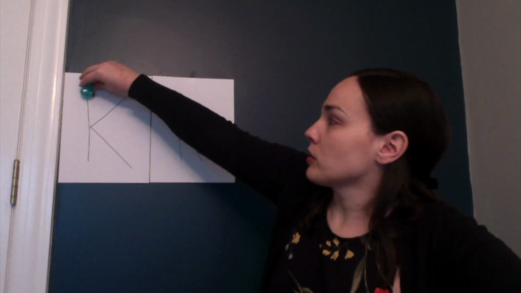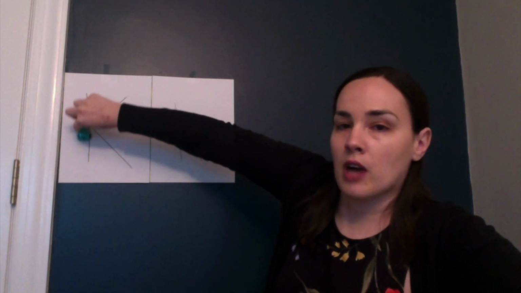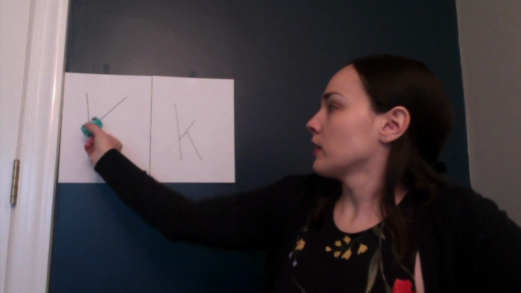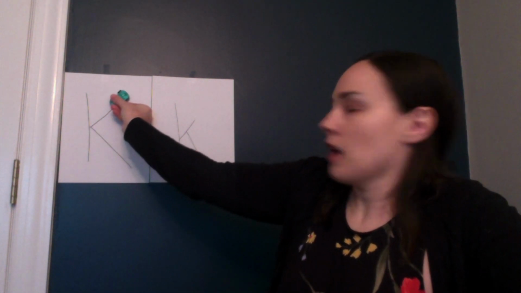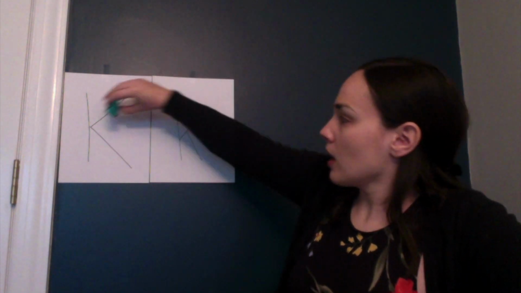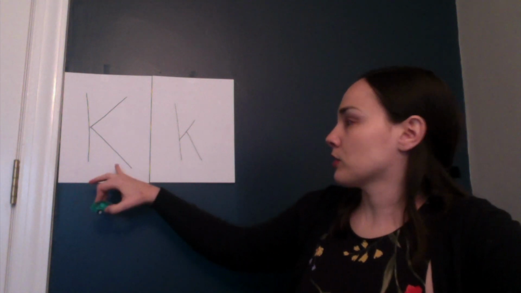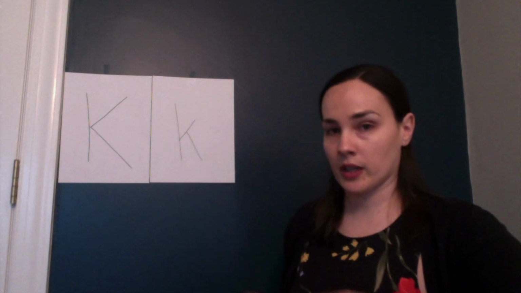So what you'll do is you'll start at the top and you'll drive your car down the letter K. You'll pick up your car, then you'll drive your car up the next line, pick up your car, and drive your car down the last line. Now you can do this for both your uppercase and your lowercase.